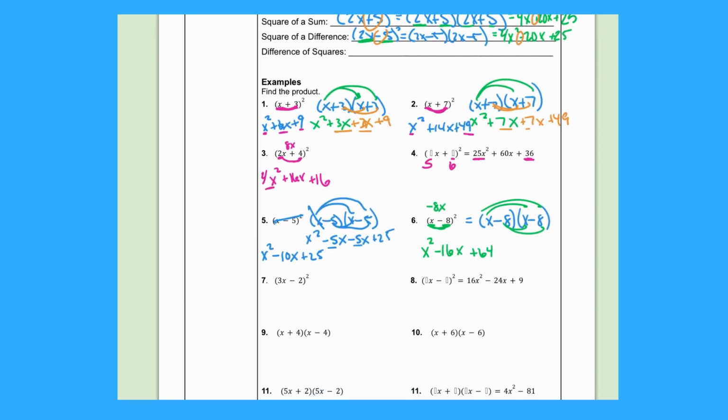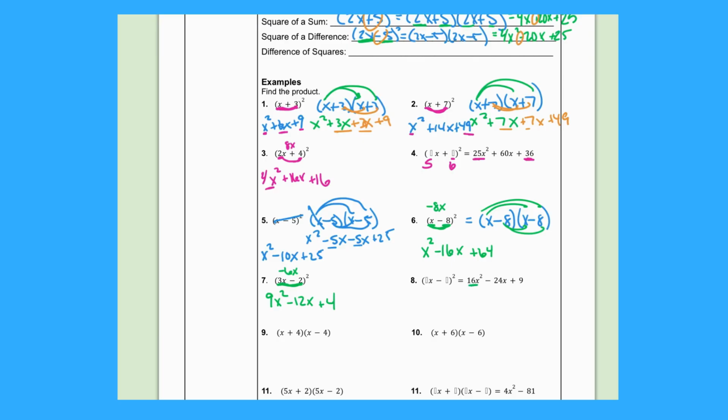Let's use a shortcut again on number 7. So we take 3x times itself, so 3x times 3x is 9x squared. And negative 2 times negative 2 is positive 4. Then we multiply these times themselves. 3x times negative 2 is negative 6x. Double that, so times it by 2, and that's going to be negative 12x. And then we can use that pattern here.